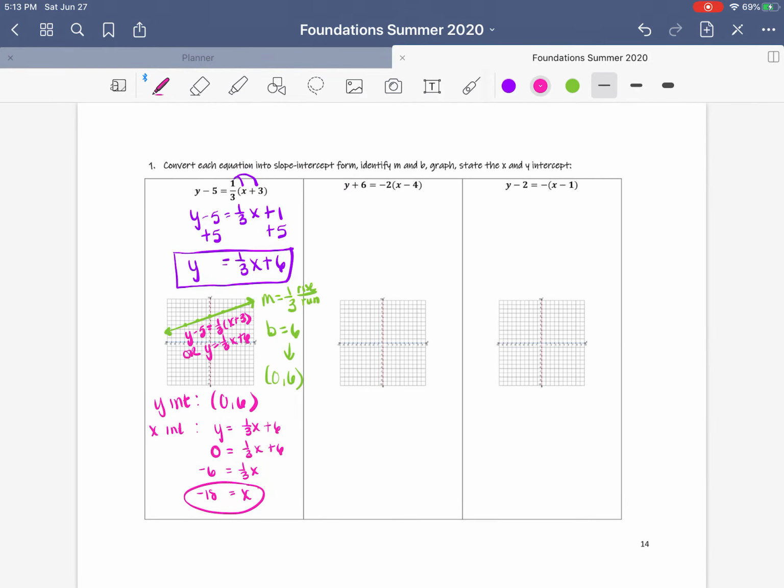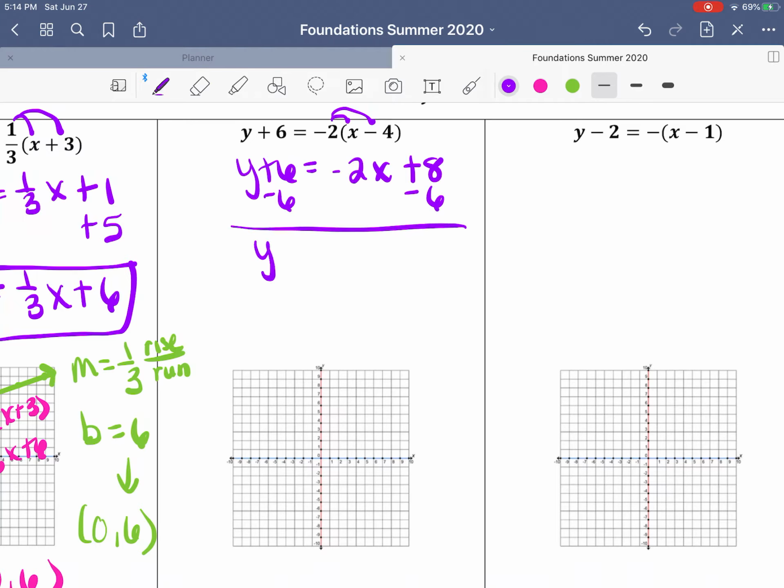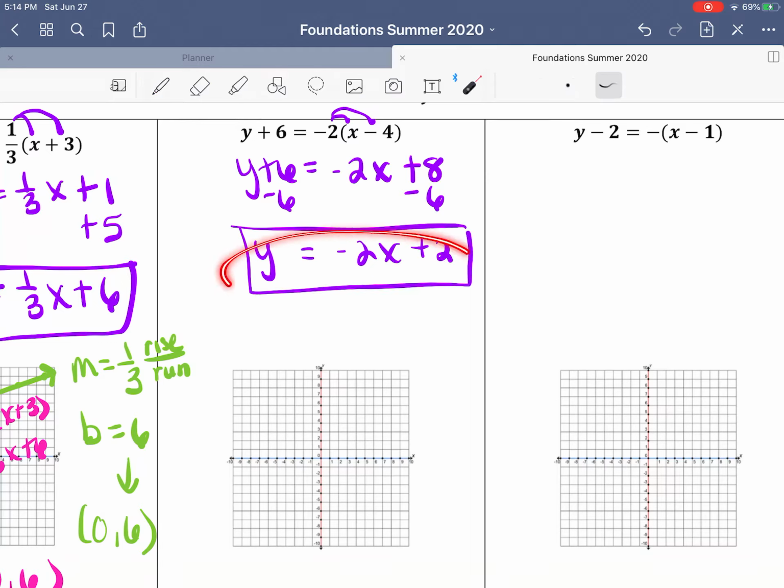Okay, next example. Same process, we're going to distribute first. Plus 8 because minus a negative is positive. Isolate y. And we get this line. Now remember that this line is the same as this line, it just looks a little different. And from here we can identify the slope and the y-intercept.